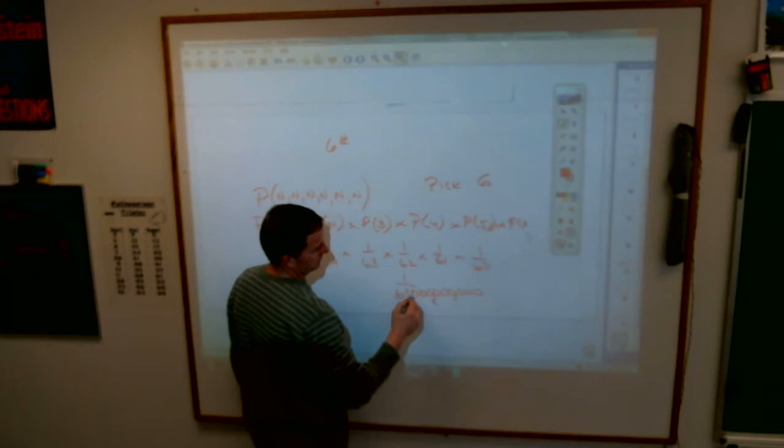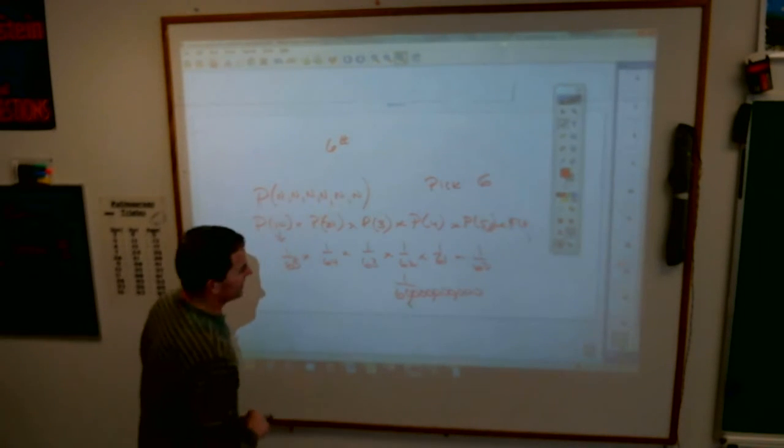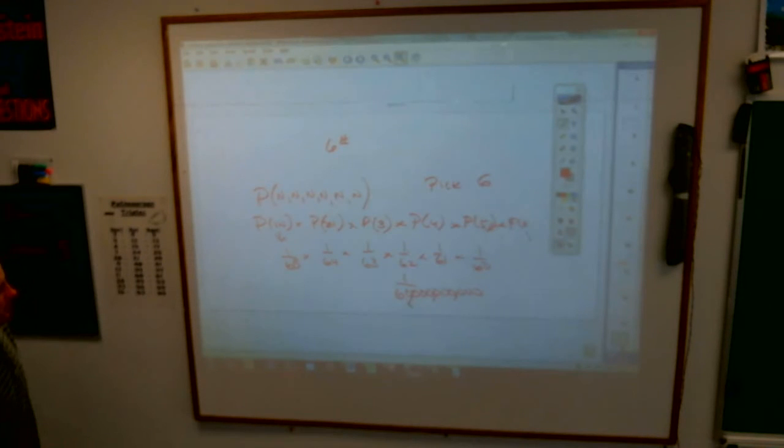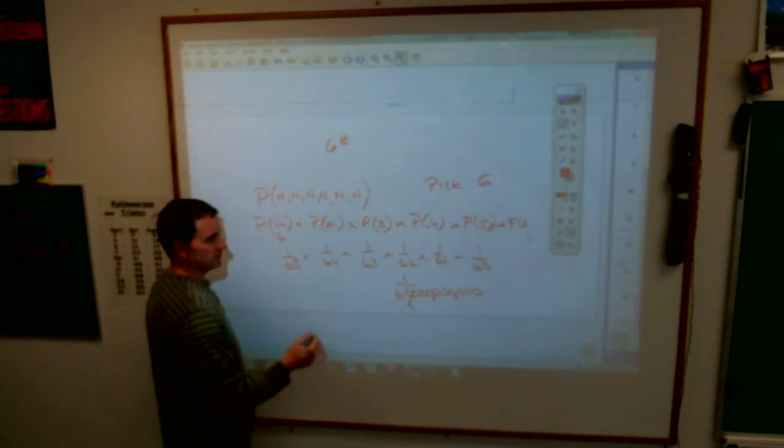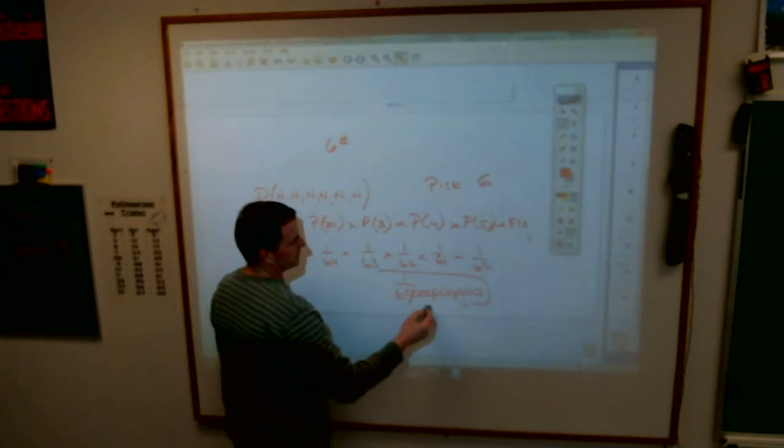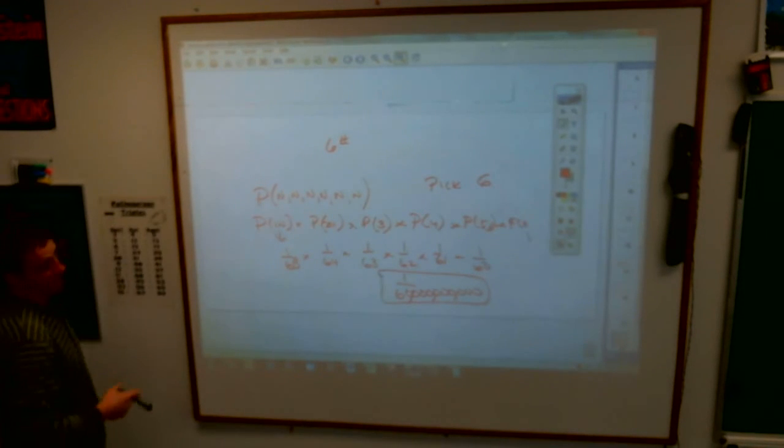About 1 in 60 billion, but that's not right. It's only like 600 and some million for some reason. Maybe this is a different lottery thing or whatever. Your odds of winning the lottery are incredibly small.